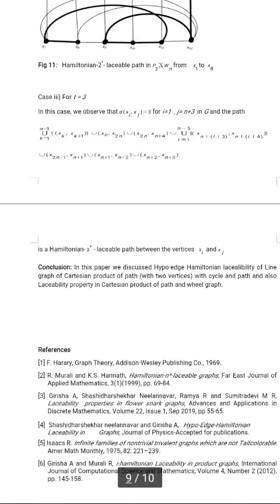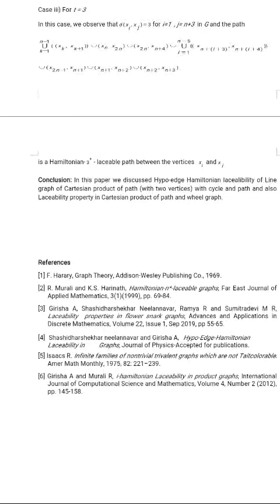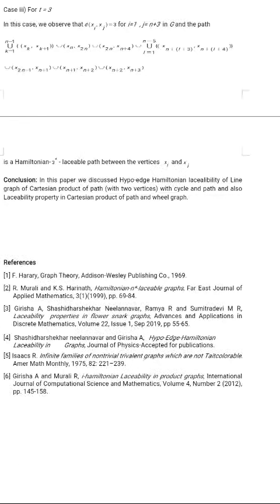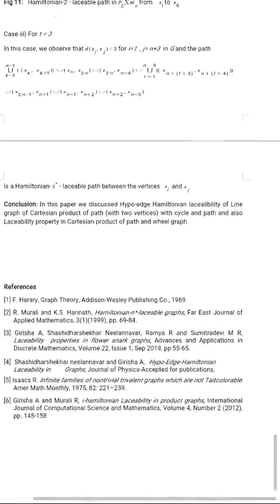Right. Now, so we have proved in this paper. In this paper we have discussed Hamiltonian hypoedge Hamiltonian laceability of line graph of Cartesian product of path with two vertices with cycle and path, also laceability property in Cartesian product of path and wheel graph. And these are the references I have taken.